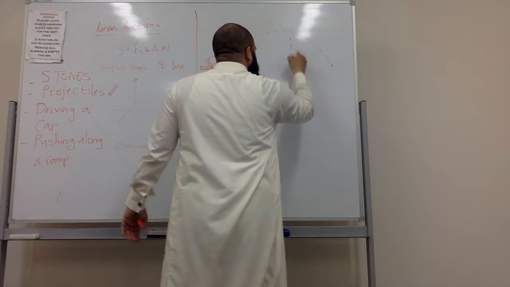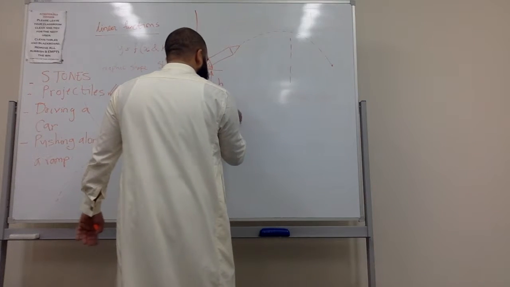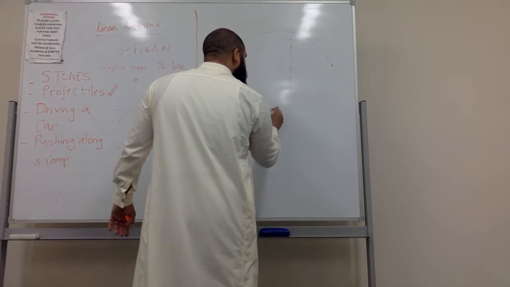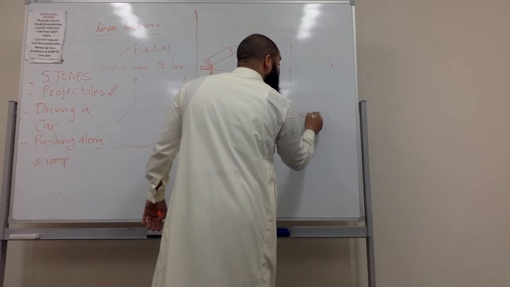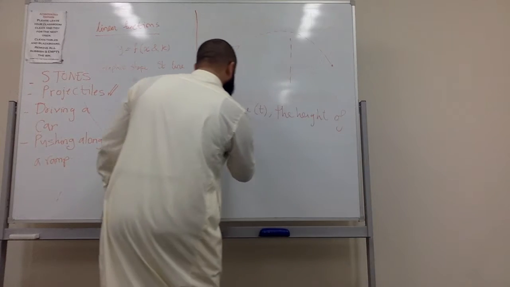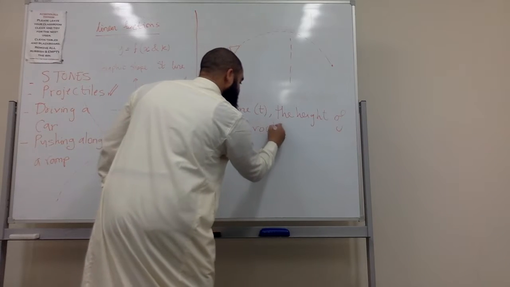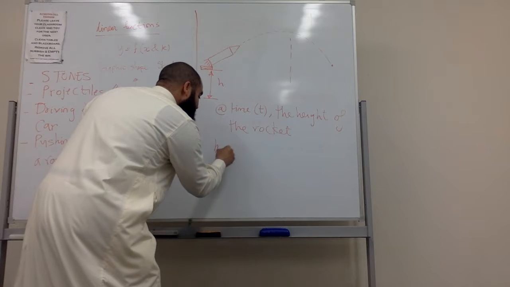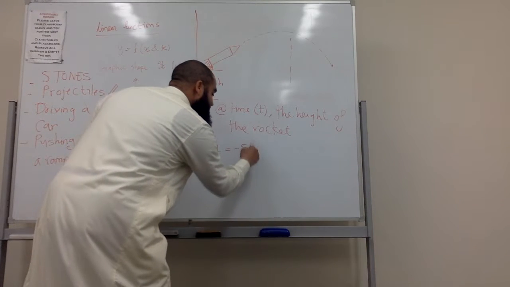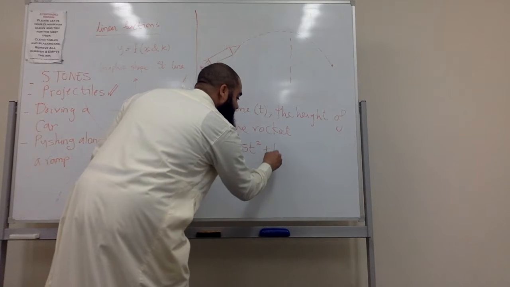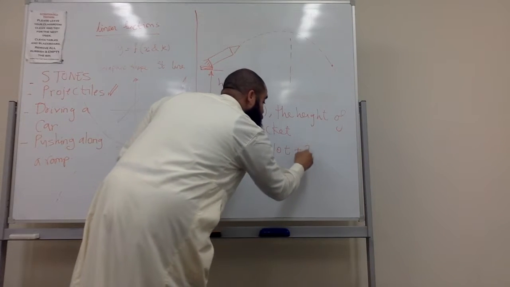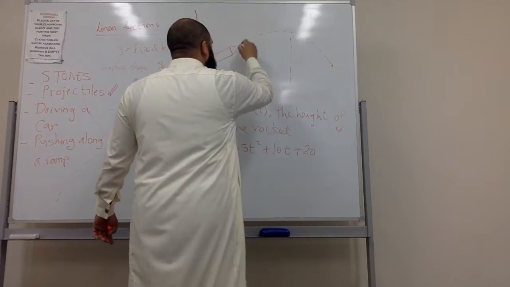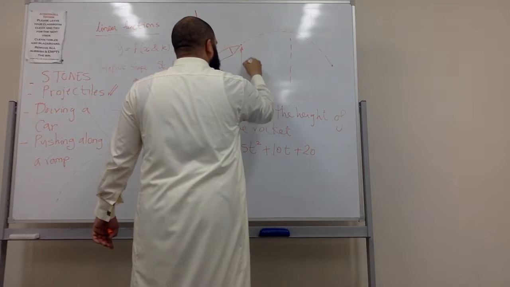So at a time called t, the height of the rocket is given by the function height equals negative 5t squared plus 10t plus 20. Okay, so can you see here the height is that value, height 1.